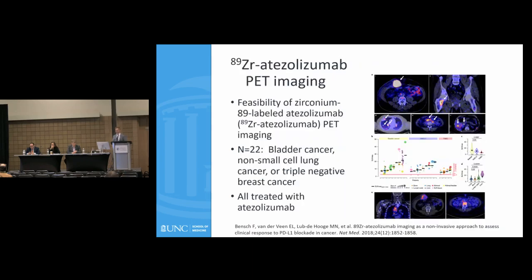And in that vein, this was an interesting, well-done Nature study in 2018 that looked at zirconium linked to atezolizumab. The take-home message is really that the standard uptake value corresponds fairly nicely with disease burden in addition to disease response. So it looks like, coming down the pipeline in the future, we could start to assess for immunotherapy response depending on what evolving radiotracers we come up with.